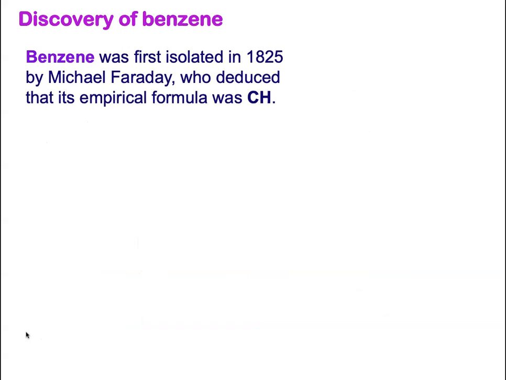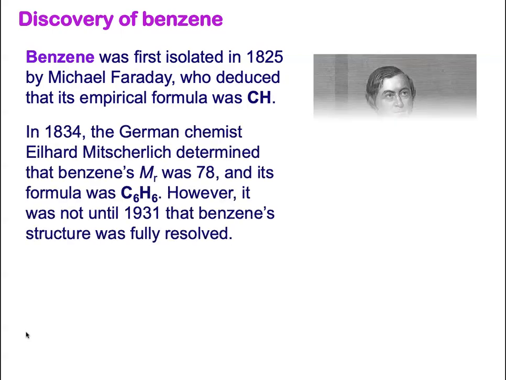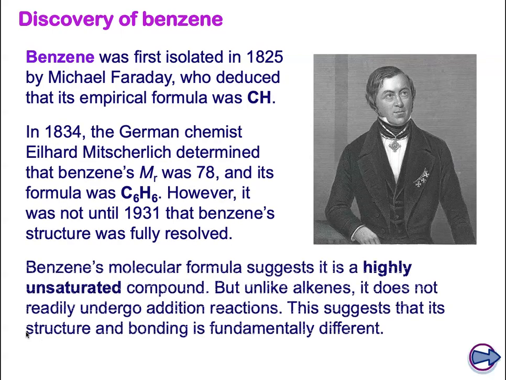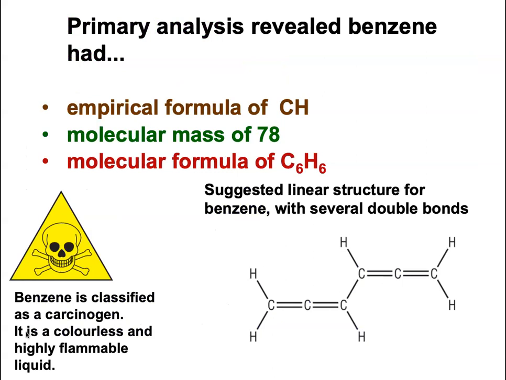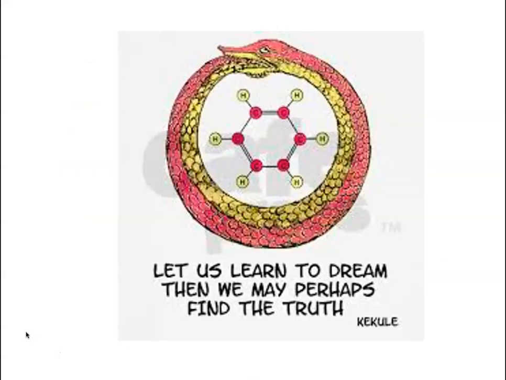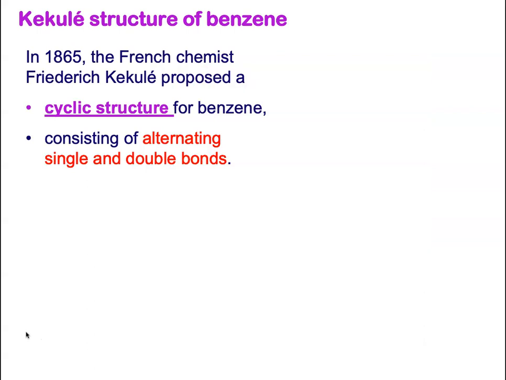A bit of history: benzene was first isolated by Faraday in 1825. He considered benzene to be a linear structure with 4 double bonds, with a molecular formula of C6H6, empirical formula of CH, and molecular mass of 78. It was Kekulé who, it is said, had a dream once that he saw a snake chasing its tail, and he came up with the cyclic structure of benzene.